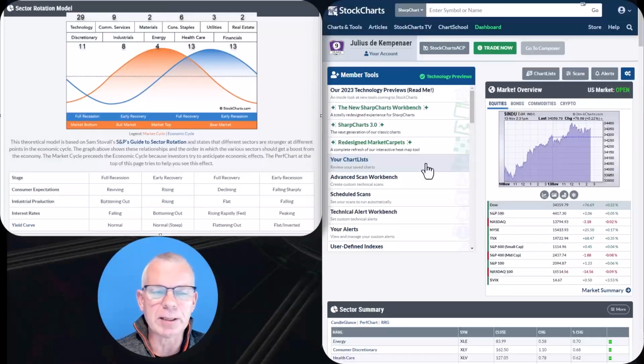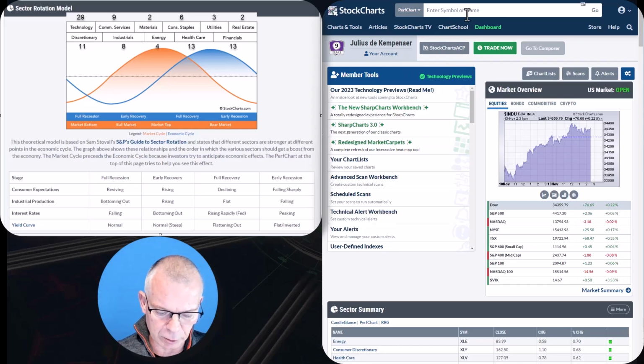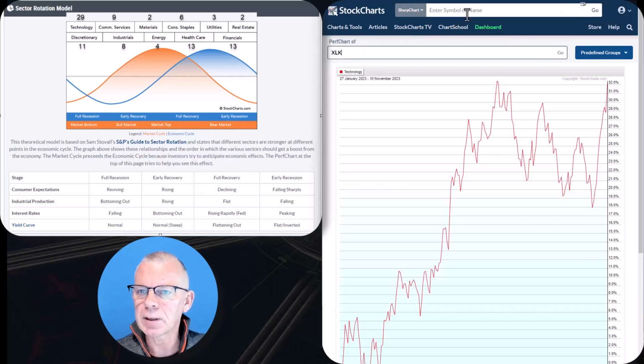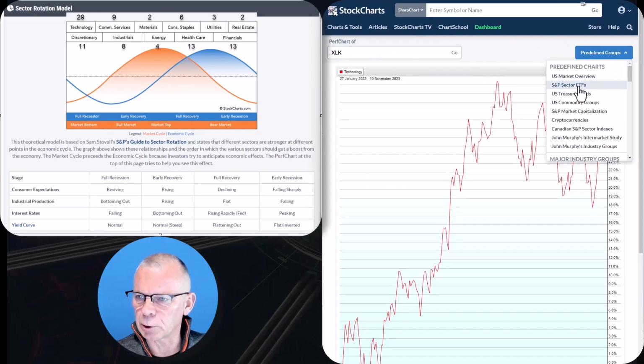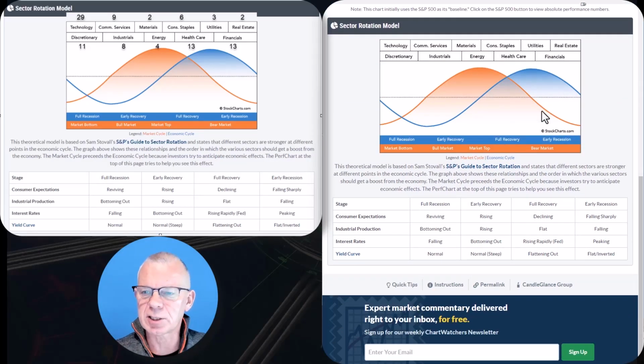As I said, we're going to talk about the sector rotation model and how it aligns with the current rotations, or maybe not. I assume that the regulars will know where to find the sector rotation model on the site, but for those of you who have never seen it, go to the perf chart option on the website and punch in one ticker symbol, and then look at predefined groups, S&P sector ETFs. This is not what you want to look at. You want to look at this here. So here is the sector rotation model with the rules and ideal sectors that are outperforming during specific phases of the economic cycle.